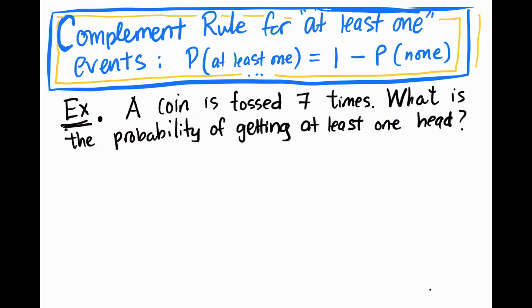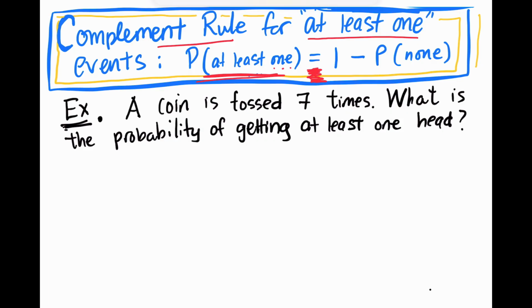The very last thing we're going to take a look at is the complement rule for at least one events. So when you see the phrase at least one, you can use this rule. The rule basically states that the probability of at least one, whatever you're talking about, is equal to 1 minus the probability of none. So basically, at least 1 is the complement of none, and that's why we can use the complement rule here.